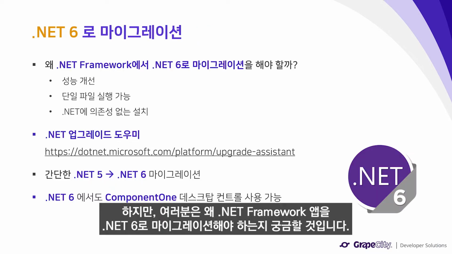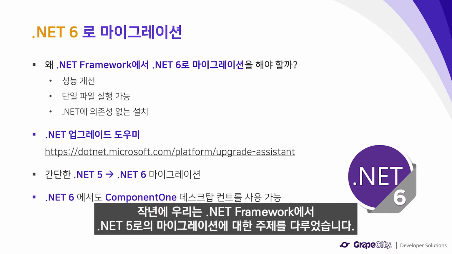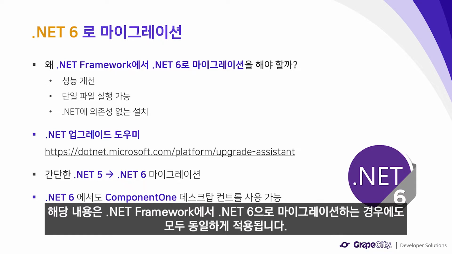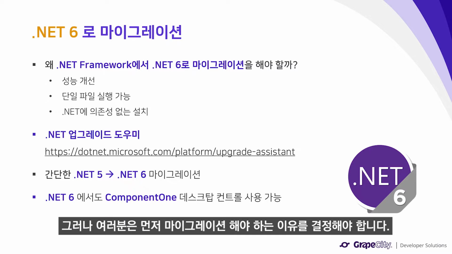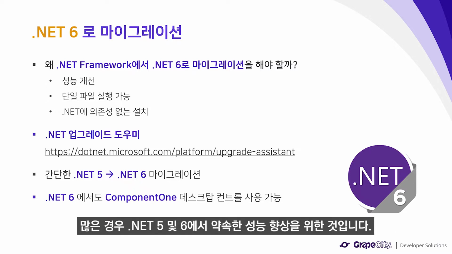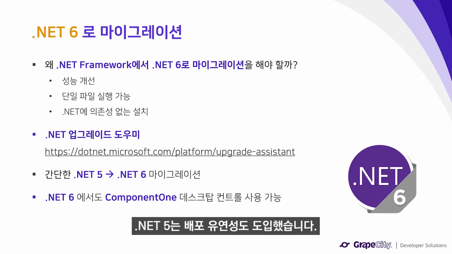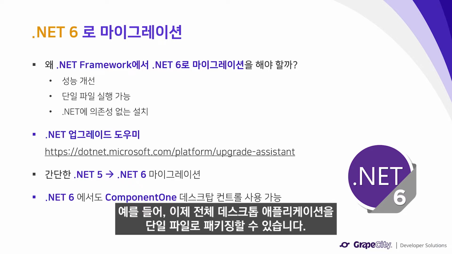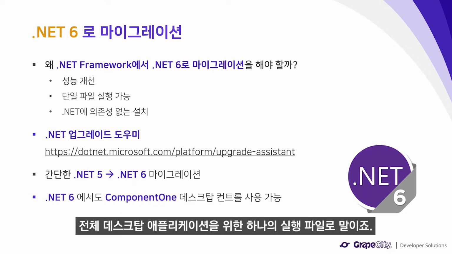But now you might be wondering, why bother to migrate your .NET Framework app to .NET 6? Last year, we covered several of these topics on migration from .NET Framework to .NET 5. All that information remains the same if you're migrating from .NET Framework now to .NET 6. But first, you should determine why you want or need to migrate. For many, it will be for the performance improvements promised with .NET 5 and 6. And .NET 5 also introduced some deployment flexibility, which I want to repeat. So for instance, you can now package your entire desktop application as a single file. So one executable for your entire desktop application.